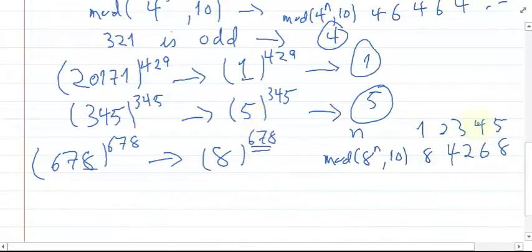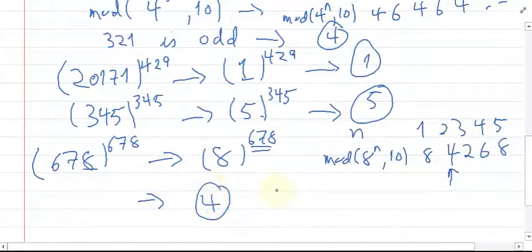Well, you can see that if the exponent is a multiple of 4, you get 6. We know that 678 is not odd. If 678 is a multiple of 4, then we get 6. But it turns out that 678 is not a multiple of 4. It's a multiple of 2, but not a multiple of 4. That means that this 4 here applies. So that gives me 4.